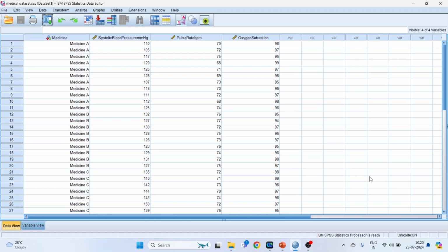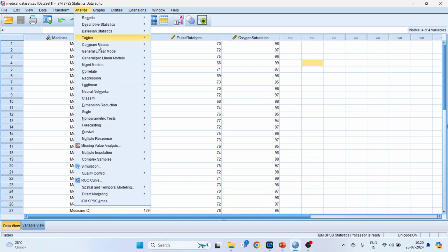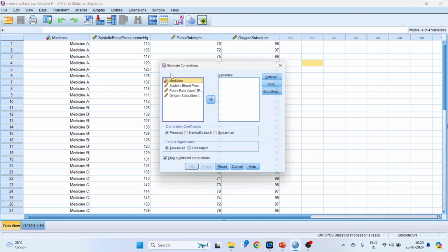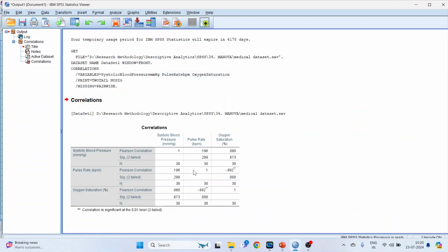So this is the same case study in SPSS. The first thing which we will do is run the correlation among the dependent variables, and we require the correlation to be low. So analyze, correlate, bivariate, transfer systolic blood pressure, pulse rate, oxygen saturation. Make sure Pearson correlation is on, click OK.